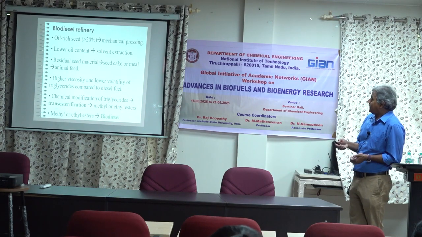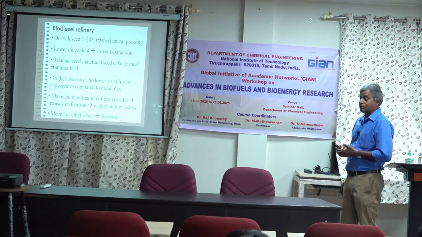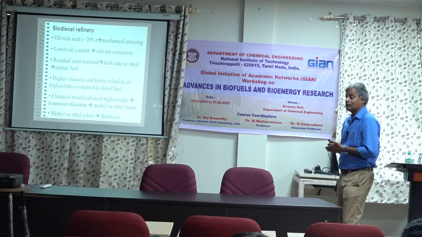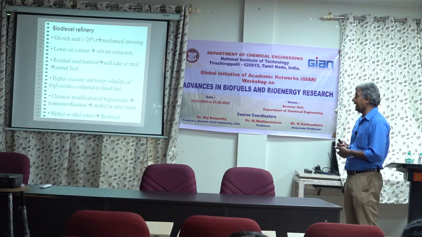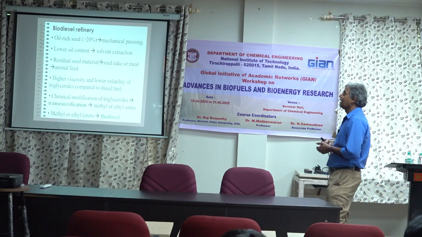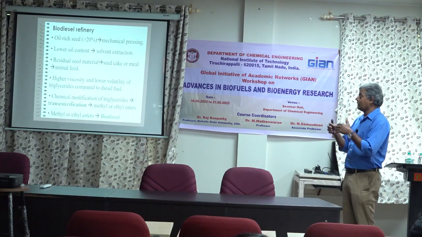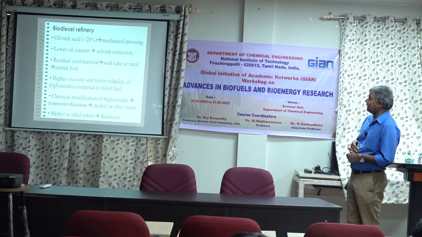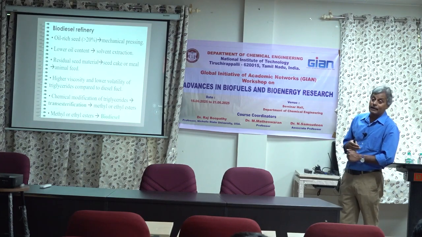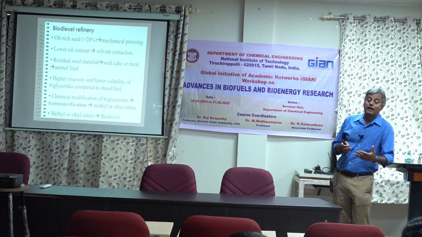So for the refinery, how it works, you take your seed, you do mechanical pressing, your oil comes out, and you use solvent to extract it. The residual seed material becomes a seed cake or a meal for animal feed. Then there is higher viscosity and lower volatility of triglycerides compared to diesel fuel. Then you do the transesterification reaction and you get your biodiesel. Okay. So you go through these steps and you get your biodiesel product. The byproduct is your seed cake, which is a good animal feed. Okay.